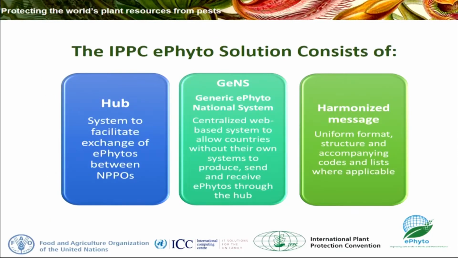But this is the key point here. As you can see, there's the hub, which is a central place for everybody. That's basically a pass-through. It's like a post office. Nobody reads the mail. Nobody reads the ePhytos. It's just a pass-through. It's facilitating the exchange of electronic phytosanitary certificates. The generic national system is set up for those countries that don't have their own national system. And the key point to all of this, and I'll talk about this a little bit further, is that there's a harmonized message. Nobody has to reinvent the wheel in order to exchange with another country.